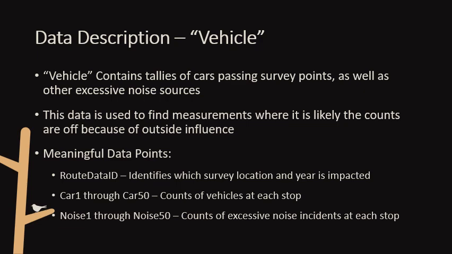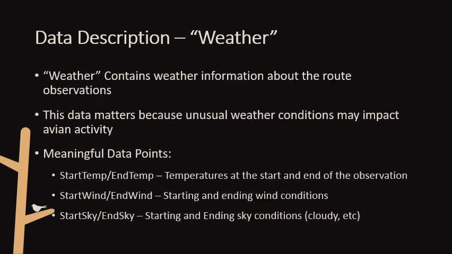The meaningful data points are, it gives you the route data ID, which allows you to tie back to the other tables. And then at each of the 50 stops, how many vehicle interruptions were there and how many excessive noise incidents were there. The logic being that noisier environments are going to have fewer birds. So we're going to follow that through, and we're going to tie that information in.